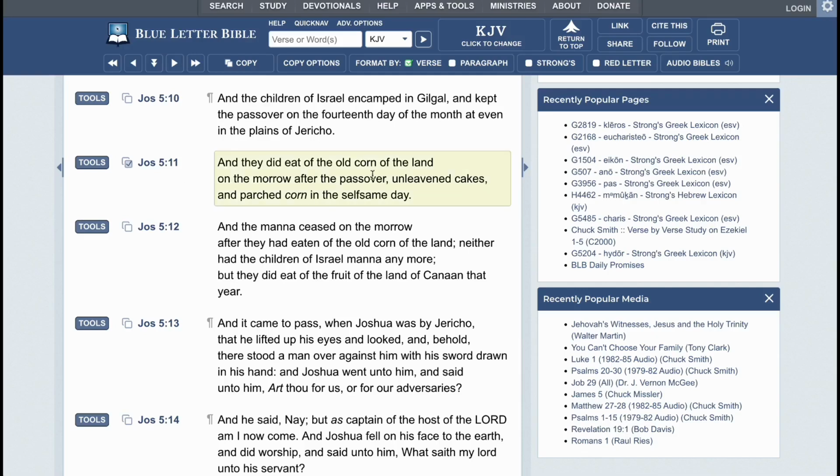Now, as something else that's kind of curious that I've noticed, in Joshua 5:11 we read, "and they did eat of the old corn of the land on the morrow after the Passover, unleavened cakes and parched corn in the selfsame day." Now, this is a very curious verse.